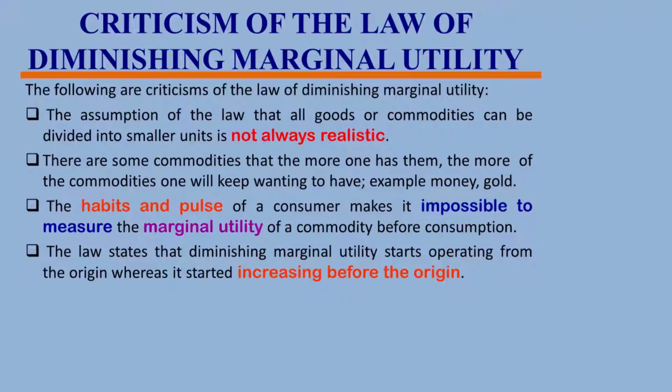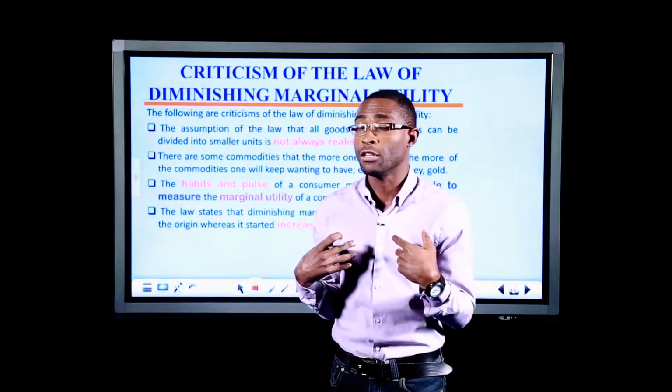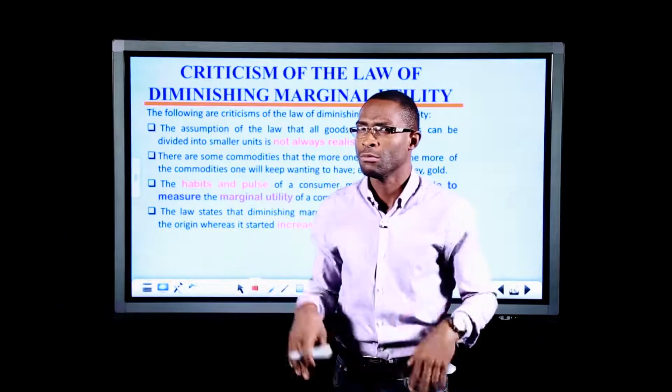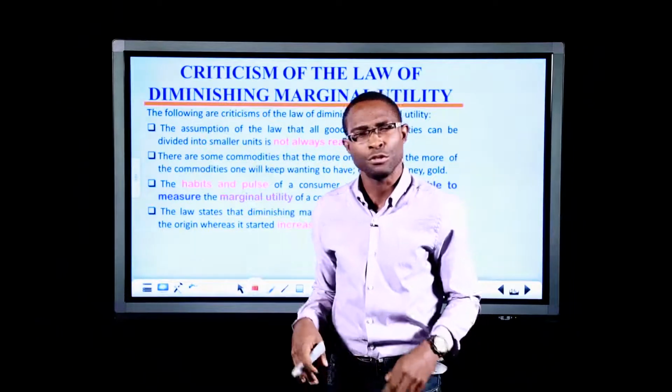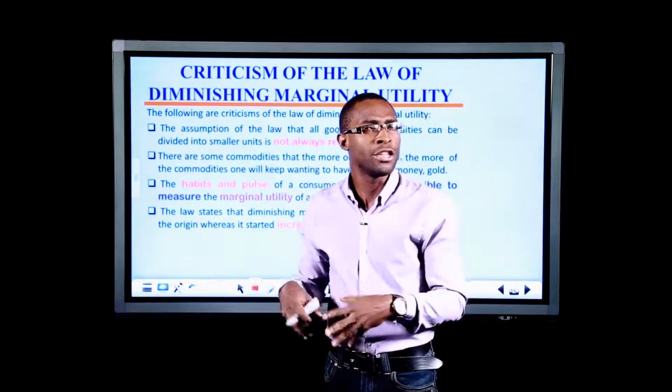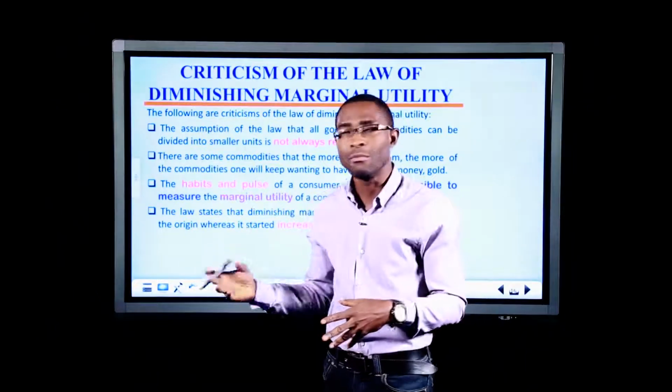The second limitation to this law is that there are some commodities that the more one has them, the more of the commodities one will keep wanting to have. Example, money and gold. This law tells us that it gets to the point where you have money and you don't want to have money again. I totally disagree with that, because when you have money, you keep wanting to have money.